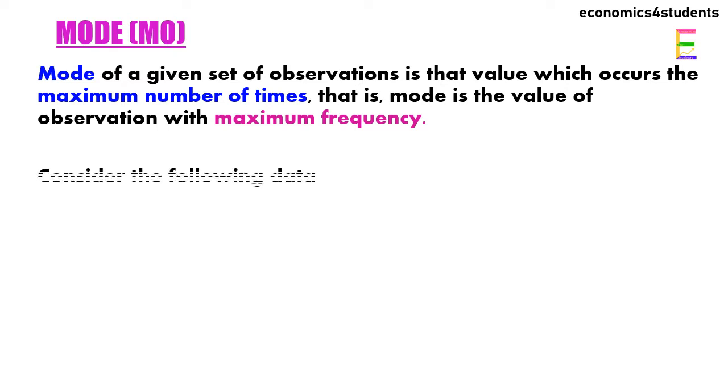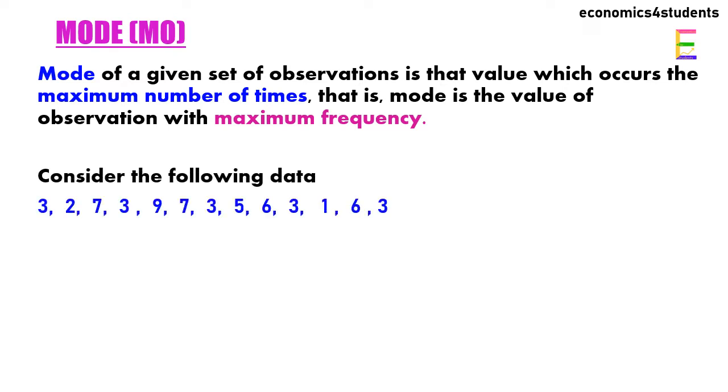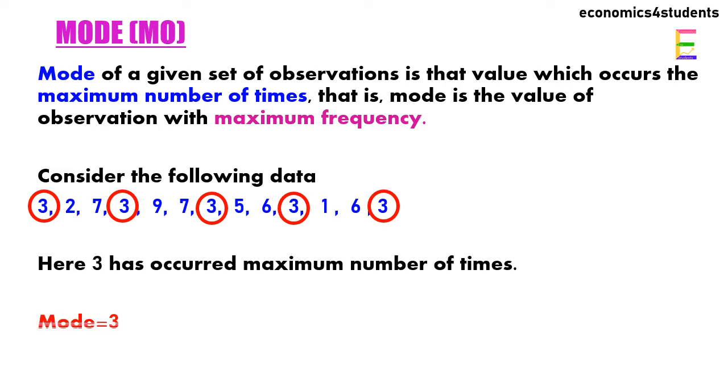Consider the following data: 3, 2, 7, 3, 9, 7, 3, 5, 6, 3, 1, 6, 3. Here the value 3 has occurred maximum number of times. Therefore, mode is equal to 3.